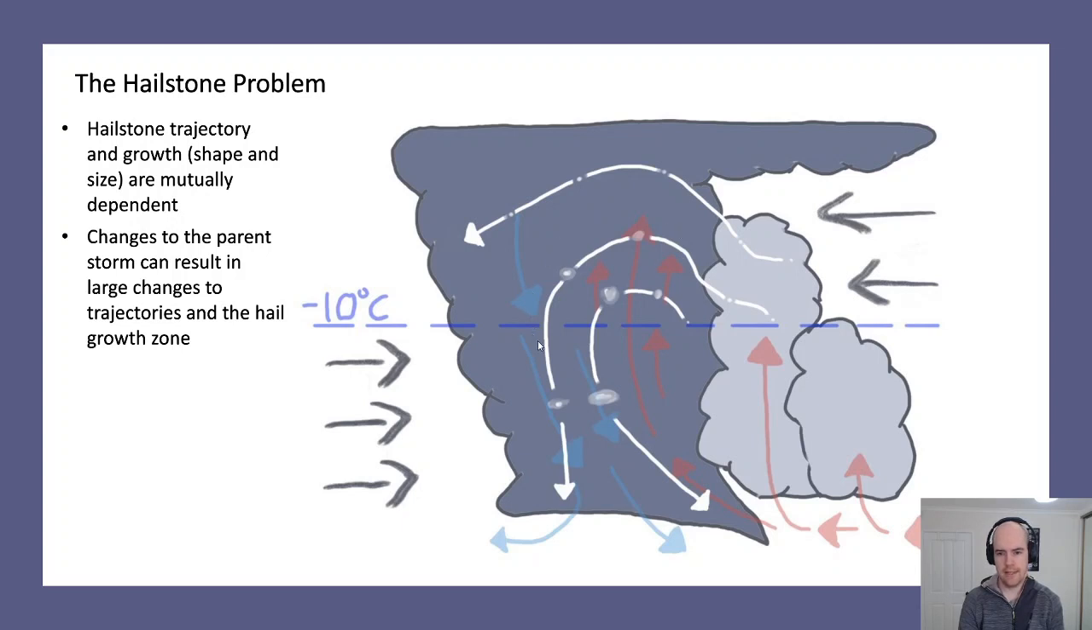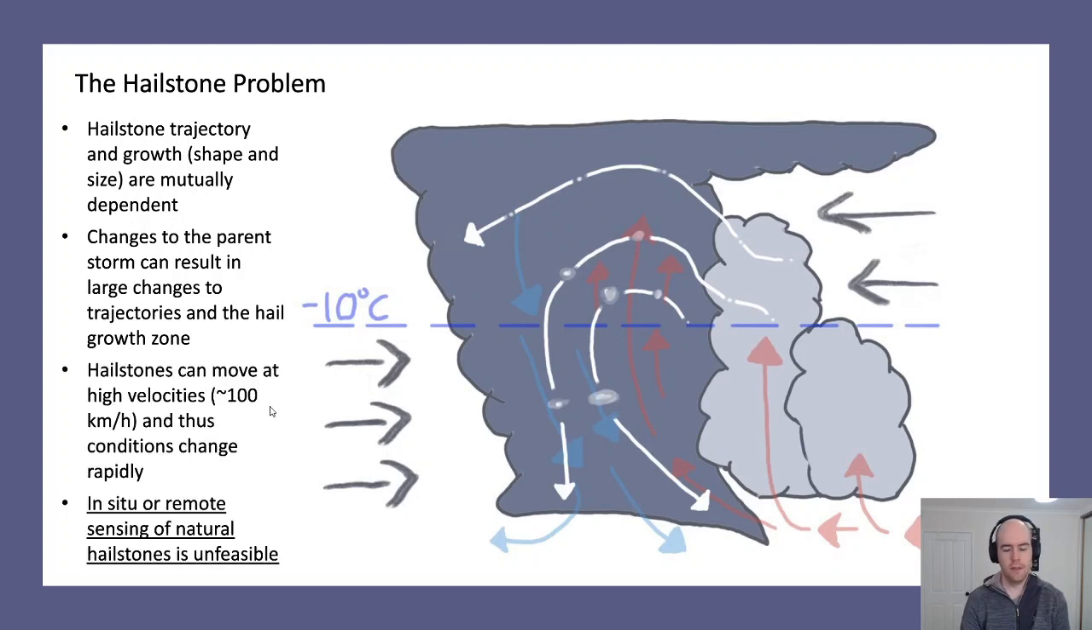These trajectories then descend down to the surface, well, at least some of them. Small changes to the environment or parent storm can lead to large changes in these trajectories and the properties of the hail growth zone, which presents a challenge when we're trying to predict these properties. Furthermore, hailstones move through these regions at sometimes high velocities, and thus conditions for them change rapidly. Altogether, this makes in situ or remote sampling of natural hailstones very difficult to unfeasible.